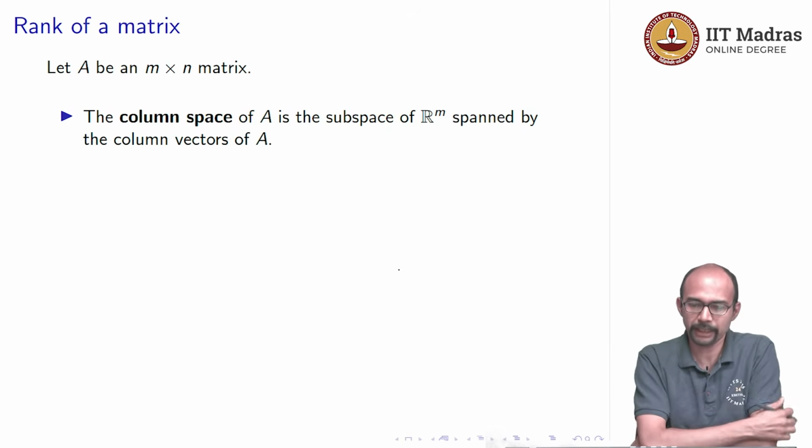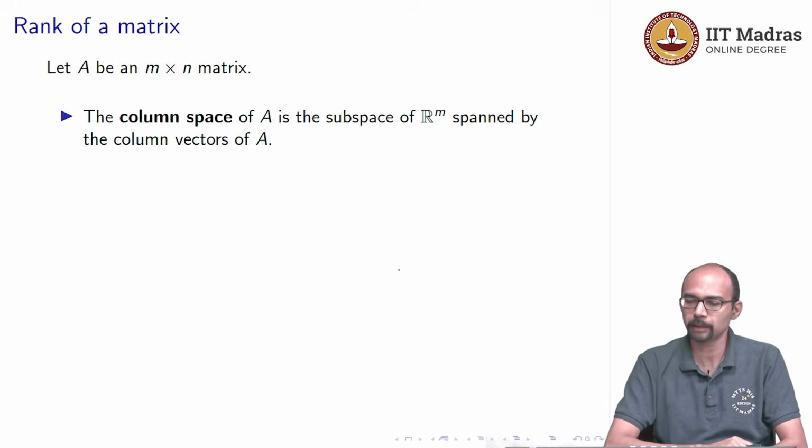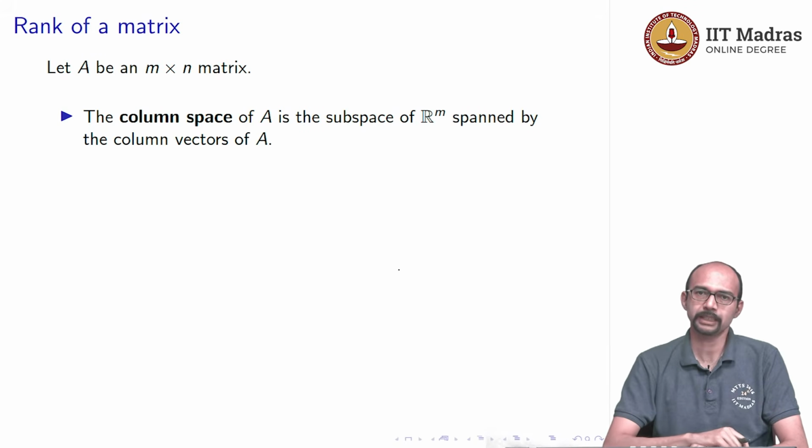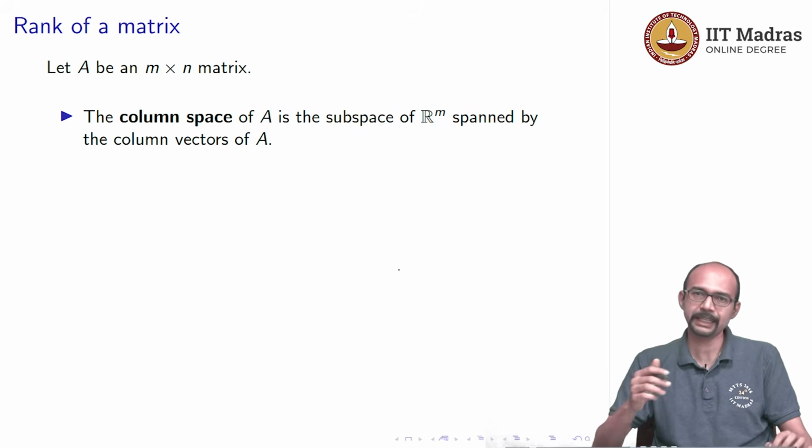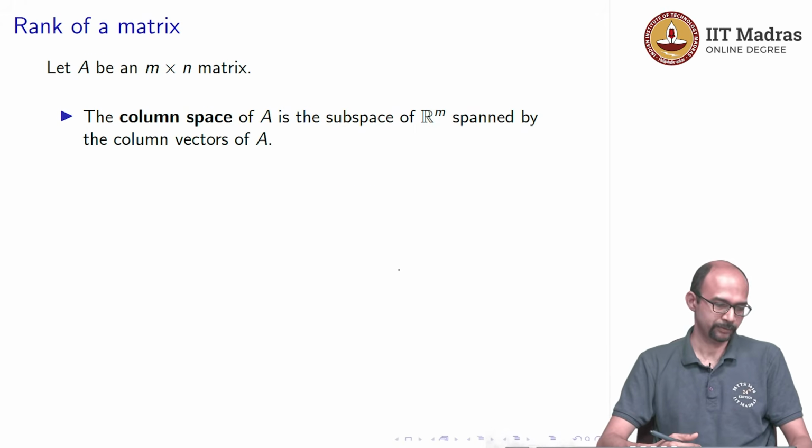Let A be an m by n matrix. The column space of A is the subspace of R m. Remember that the columns have m components, so they are elements of R m, they are vectors in R m. So, the column space of A is the subspace of R m generated by the column vectors of A. Generated means spanned by the column vectors of A. So, you take all the column vectors and take the span of that set, that is the column space of A.